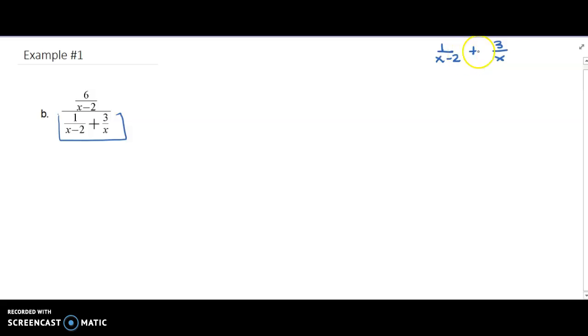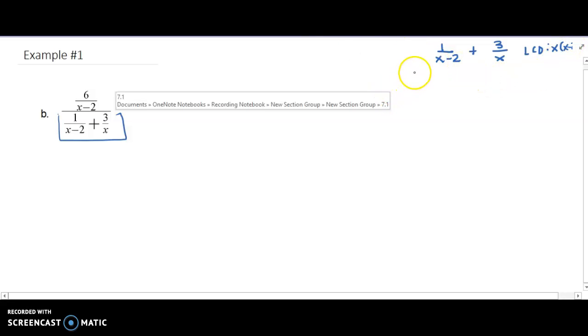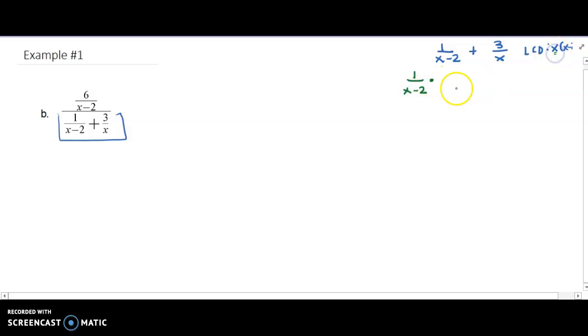We want to simplify this first. My least common denominator is just going to be x times x minus 2. So I have 1 over x minus 2, and I'm going to have to multiply that. I'm missing my x, so x over x. Plus 3 over 3 over x, I'm missing my x minus 2, so I'm going to multiply this by x minus 2 over x minus 2.